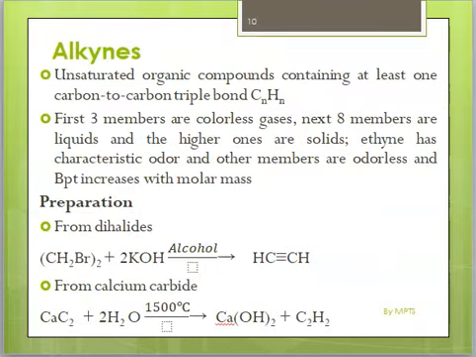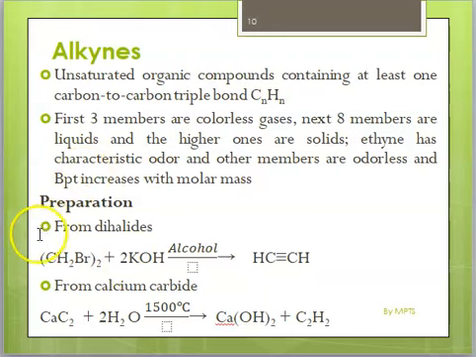Let us look at alkynes. Alkynes are also unsaturated compounds, but they contain a carbon-to-carbon triple bond, and the formula is CnH2n-2. The first three members, of course, are gases. The next ones are liquids. This is almost the same. And the higher ones are wax solids. Ethyne has a characteristic odor.